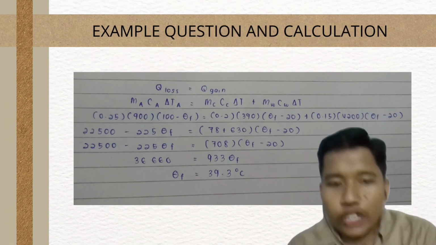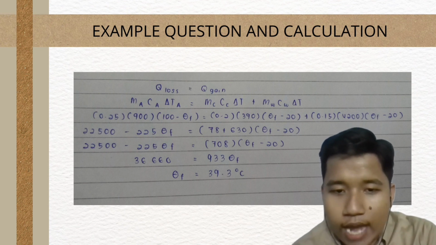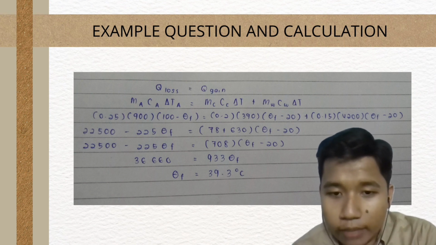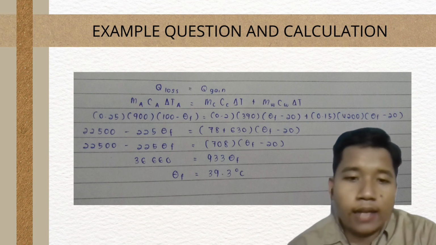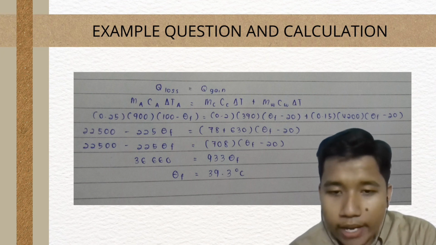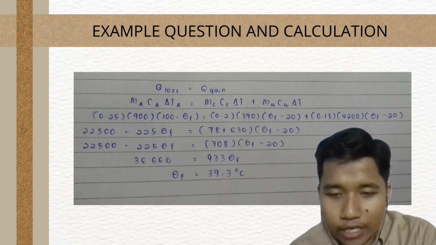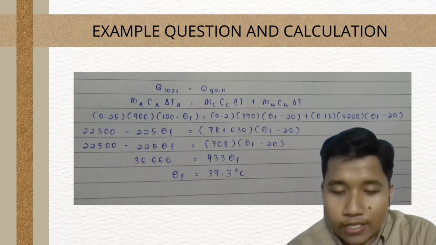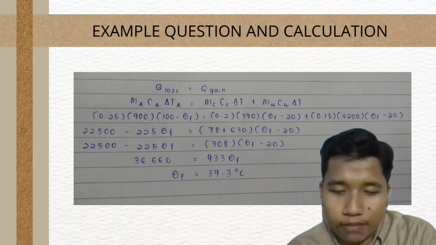This is the solution for the question. The question can be solved using the formula heat loss equals heat gain. Heat loss, which is mc theta for aluminium, equals mc theta for the calorimeter plus mc theta for water, which is the heat gain. Then we put all the information given into this formula, but we have to remember that all the information must be in SI units. The answer for this question is 39.3 Celsius as the final temperature.